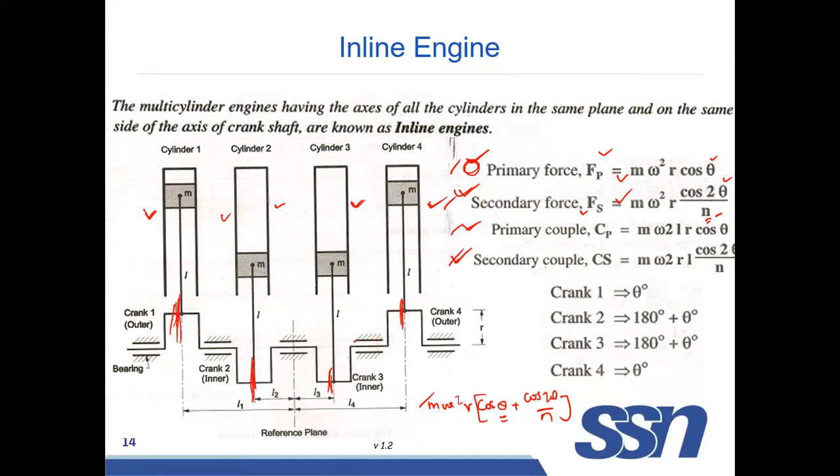Now, if you see the theta value, here the crank is horizontal, or you take some angle, that is equal to theta. The angle difference between these two is 180 plus theta. It is almost opposite. Cylinder 3 is also almost the same as 2, that is 180 plus theta. For cylinder 4, these two are identical and the angle is theta. So this is the crank position.